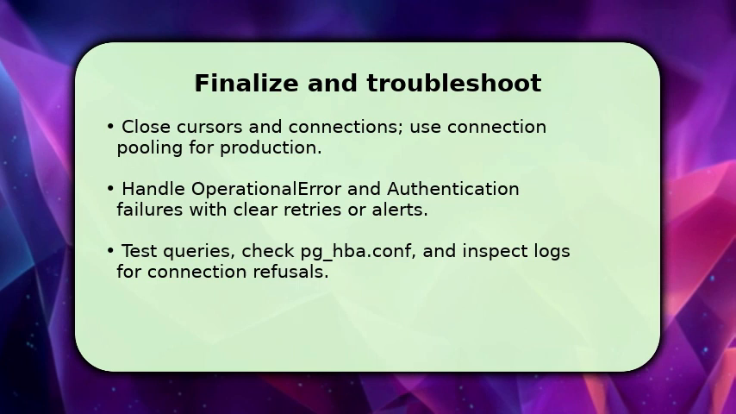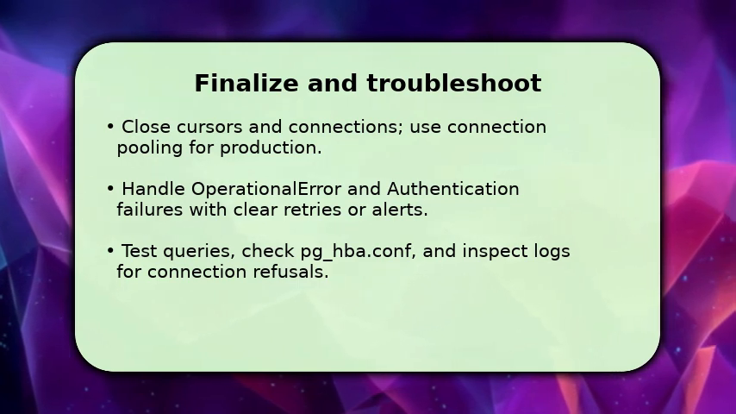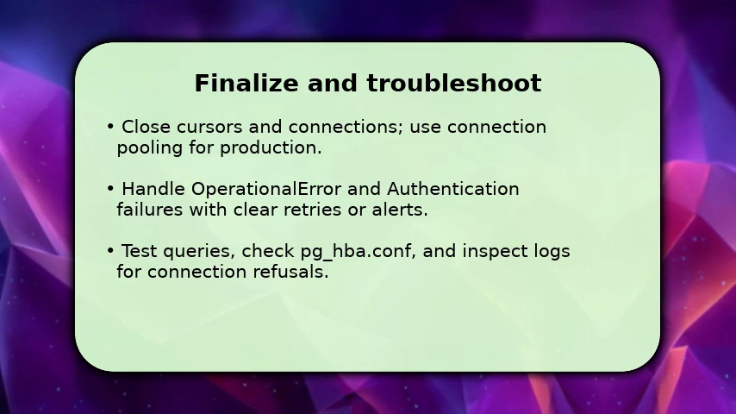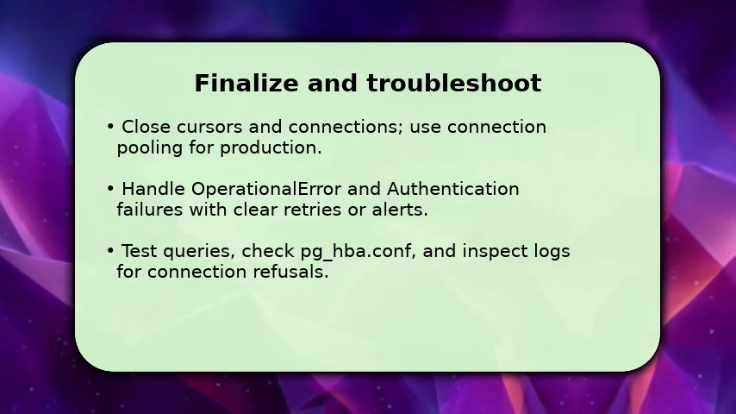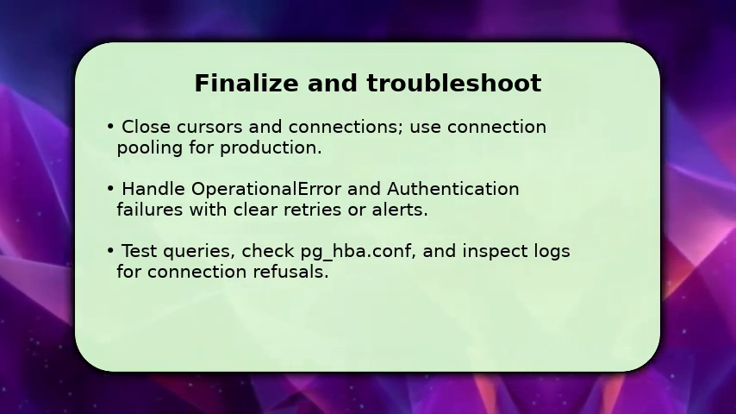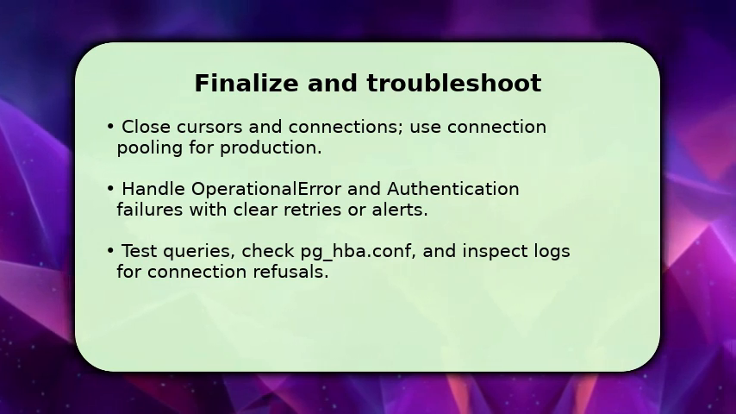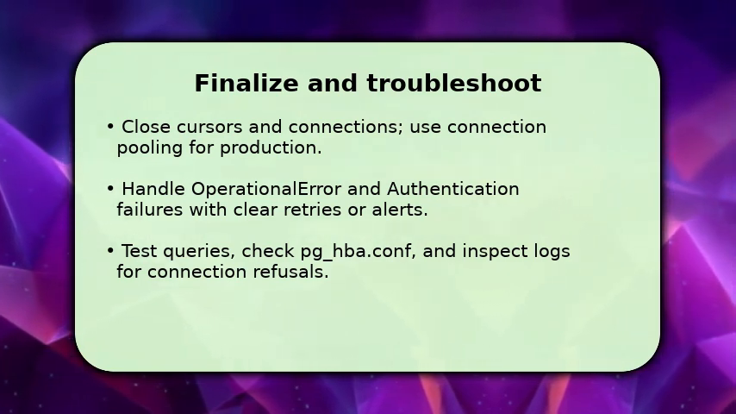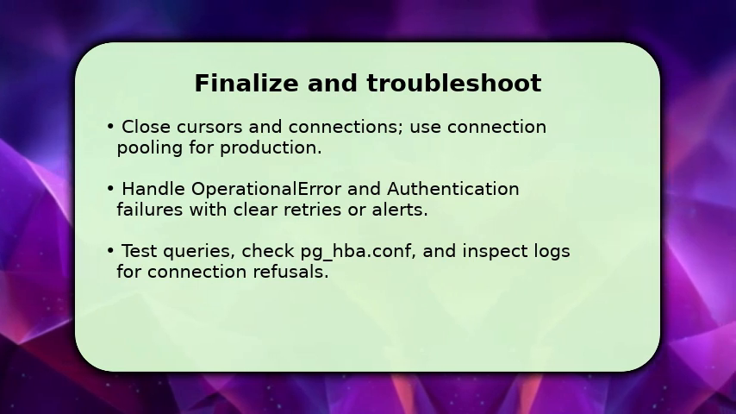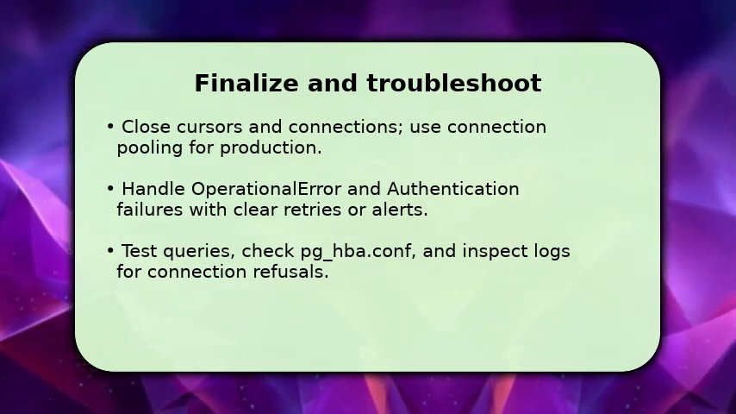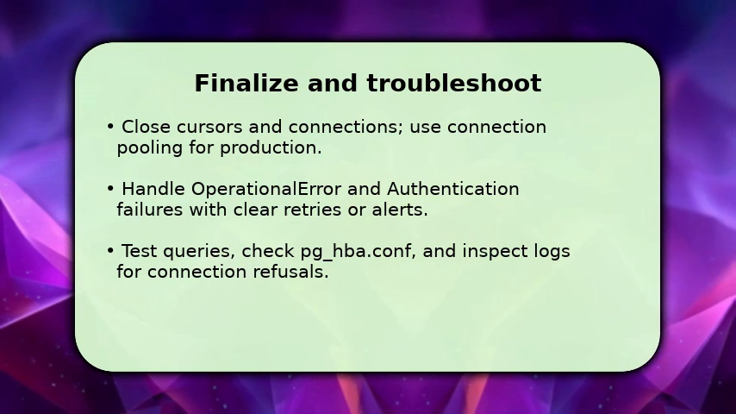If errors appear, catch OperationalError and AuthenticationError and log details without exposing passwords. One key troubleshooting tip: if you cannot connect, check pg_hba.conf and server listen addresses, then examine PostgreSQL logs for precise rejection reasons and adjust firewall or host binding as needed.